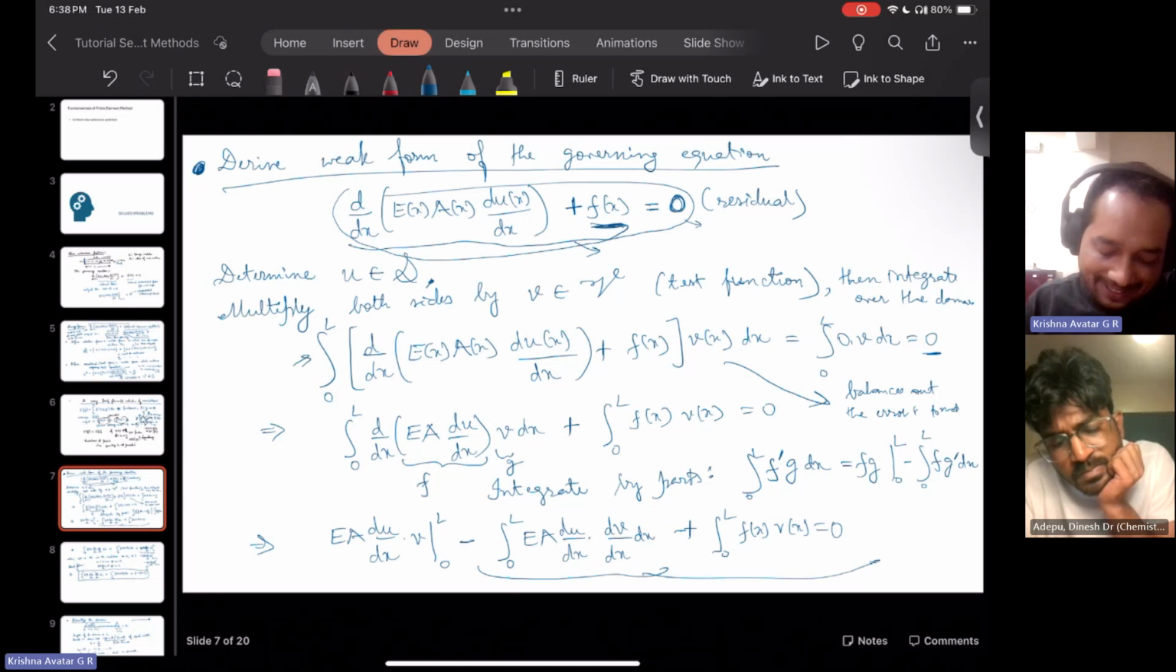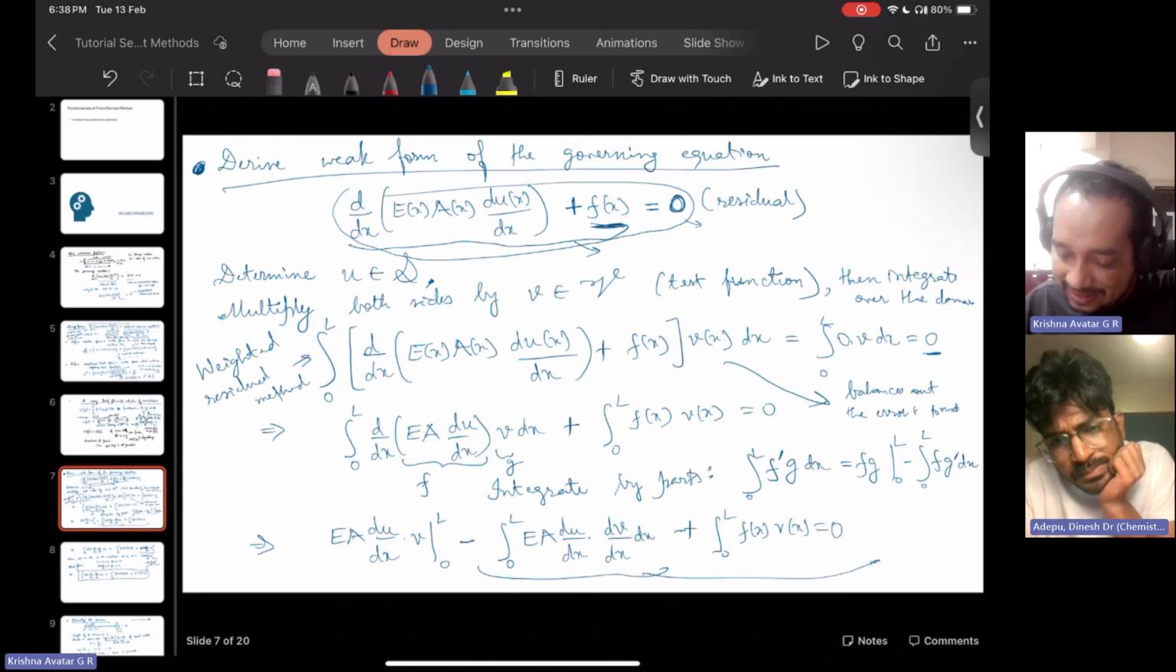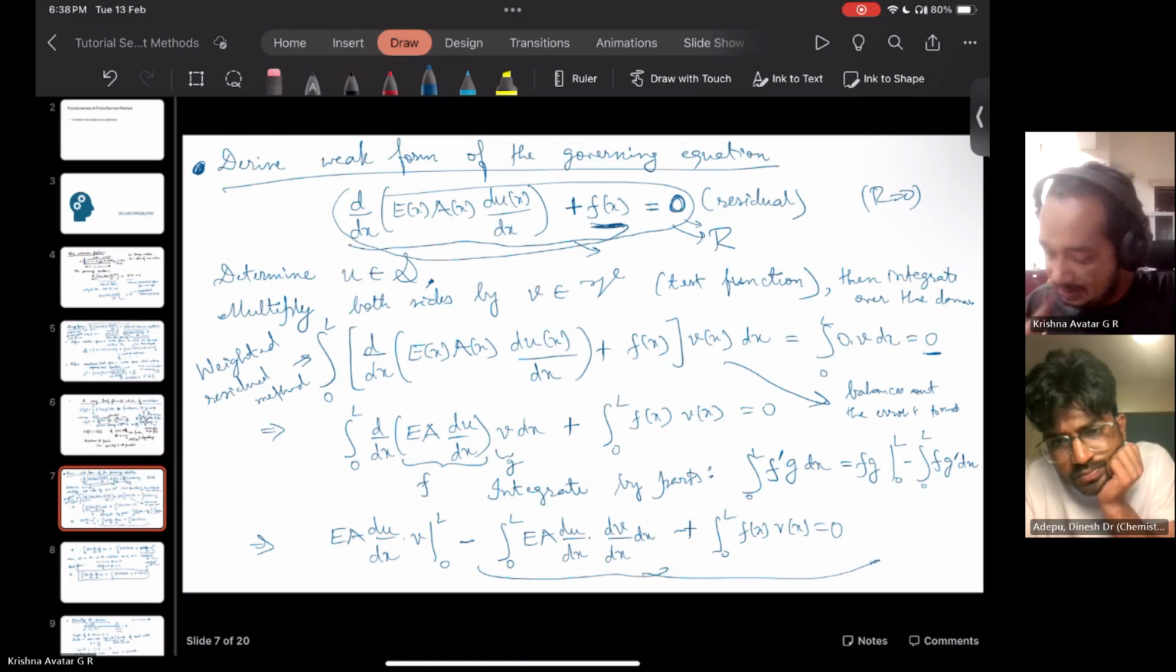So this method is what you'll very much hear. This is called the weighted residual method. What we are doing is, this was supposed to be the residual. We'll just call it R, and we want it to be 0. This is just the philosophy. If this is understood, I think the most fundamental aspect of FEM is understood.